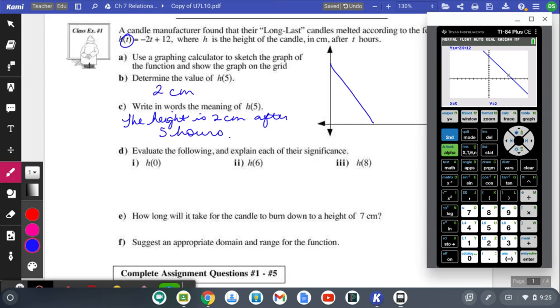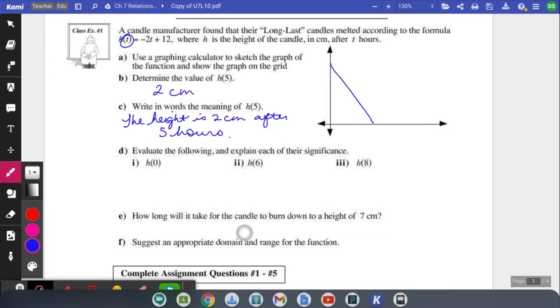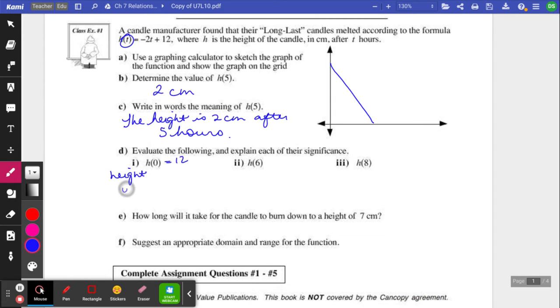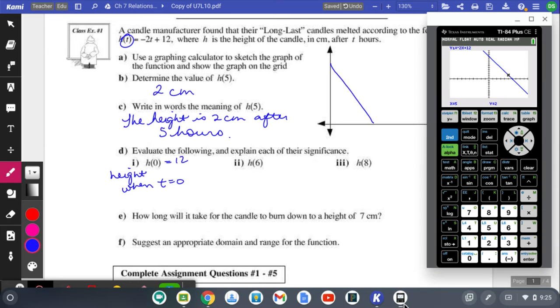Okay. Evaluate the following. Explain their significance. What is h of 0? It hasn't burned at all. Time has not passed. We haven't lit the candle yet. Okay, and what is the value of it? 12. Right. So the height when time is 0. Good.